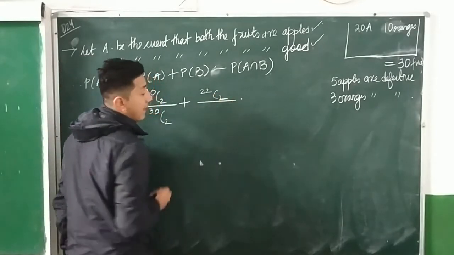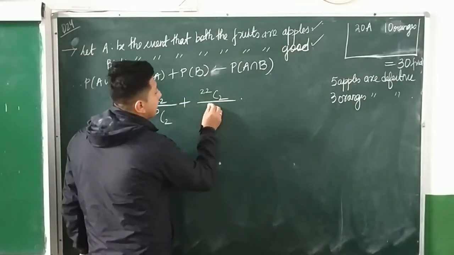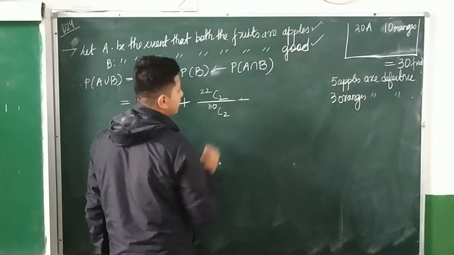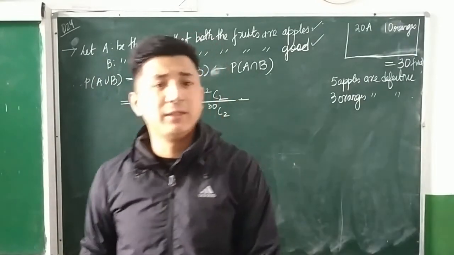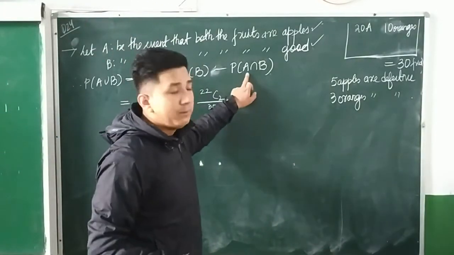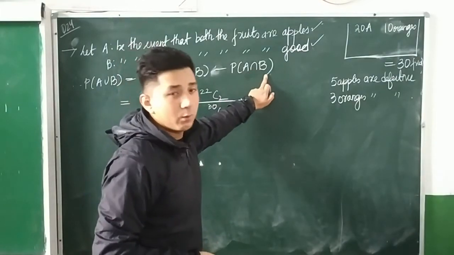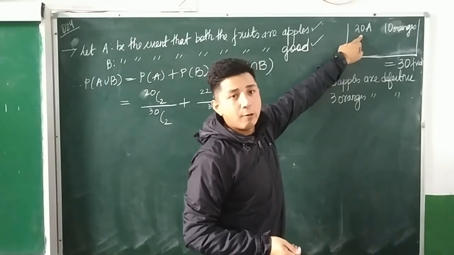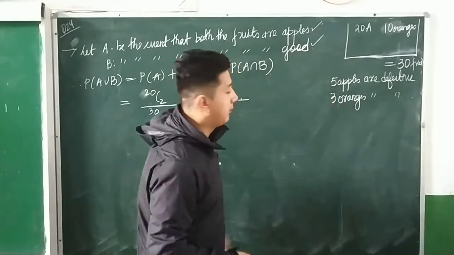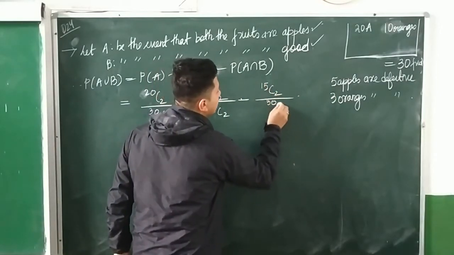22C2 divided by 30C2, because the number of good fruits is 22. The denominator is going to be the same throughout, minus the probability of A intersection B. The probability of A intersection B should be apples as well as good ones. What is the total number of apples? 20. How many defective apples? 5. So what is the total number of good apples? 15. So hence 15C2 divided by 30C2.